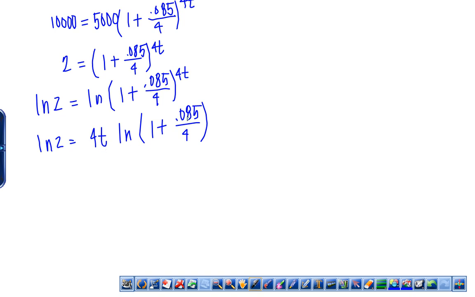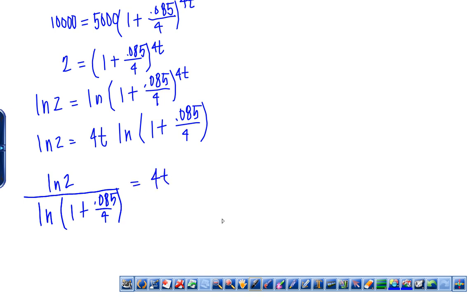I would probably divide all of this, so you have natural log of 2 over natural log of the decimal, 1 plus 0.085 over 4. This is equal to 4t. You could, at this point, go ahead and plug this all into your calculator, and then you could divide by 4. So I got t is equal to 8.24, and that would be years. And that would be my final answer.